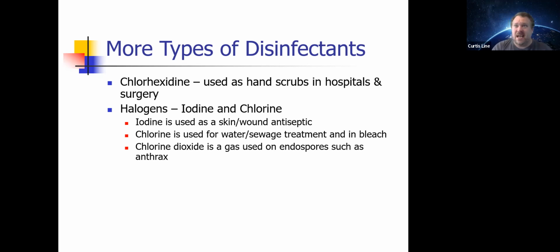Halogens work great, and they're not flammable like alcohols are. So we already know about chlorine. We know that chlorine is a fantastic disinfectant. But it can be very damaging to living tissue, especially at high concentrations, right? But chlorine is absolutely essential in our water treatment. Chlorine is why we have safe drinking water in this country.